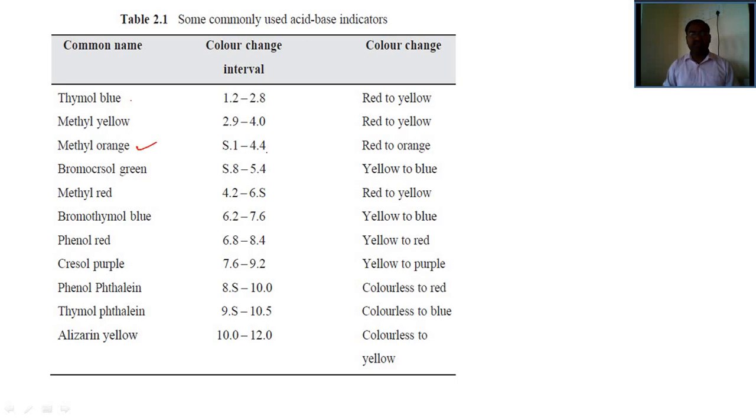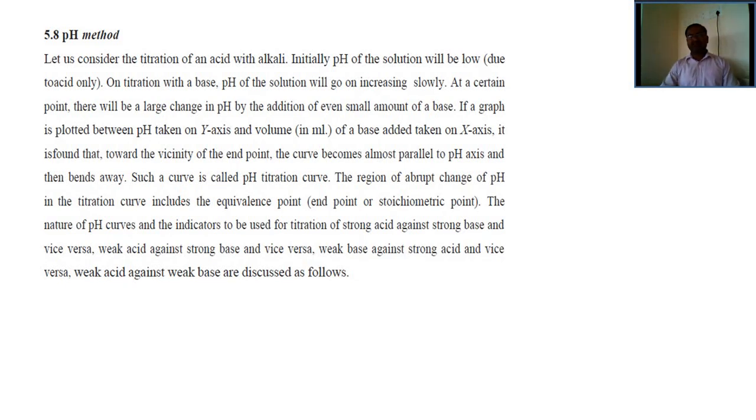Methyl orange 5.1 to 5.4, that is red to orange. And bromocresol green, that is 5.8 to 5.4, yellow to blue. Methyl red 4.5 to 6.5, that is red to yellow. Bromothymol blue, phenol red, cresol purple, phenolphthalein, thiamine yellow. These are all commonly used acid-base indicators.